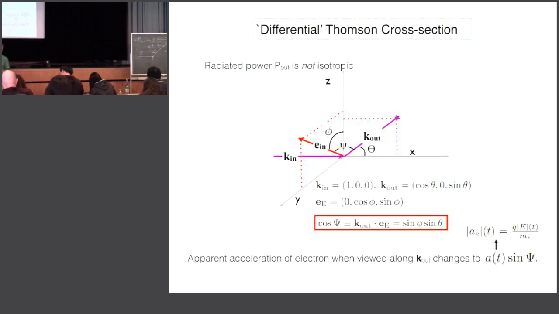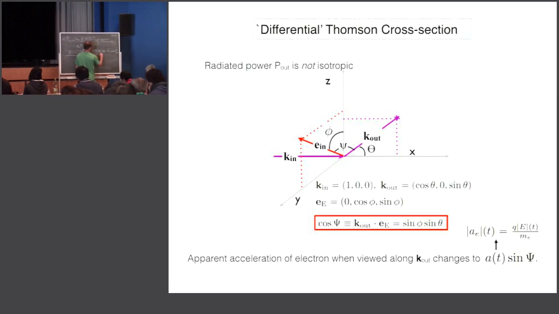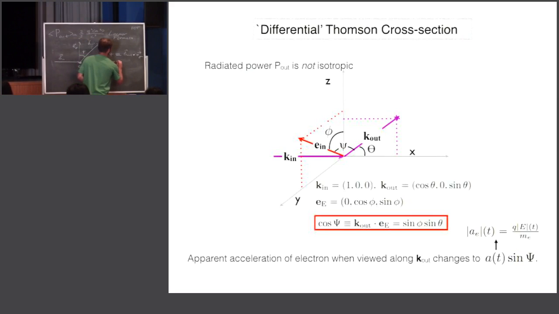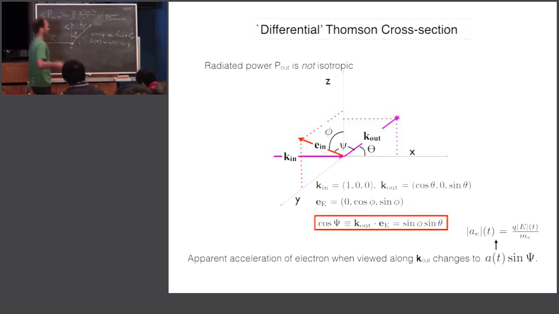Right. So you can also see that, as I was just saying, if psi is 0, you basically see no acceleration. If psi is 90 degrees, you see the full acceleration, right? So the apparent acceleration, let's call this A tilde, would just be the true acceleration of the electron times sine of psi, right? So that captures exactly what I was just saying.